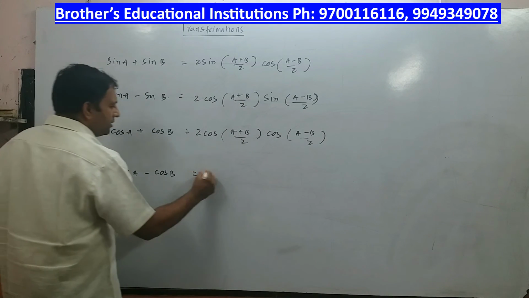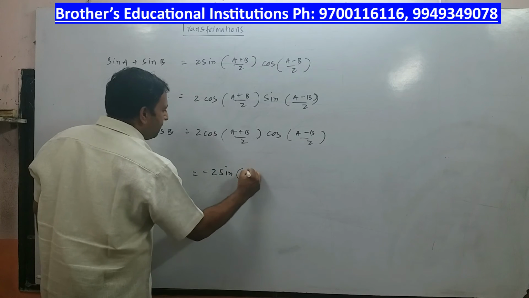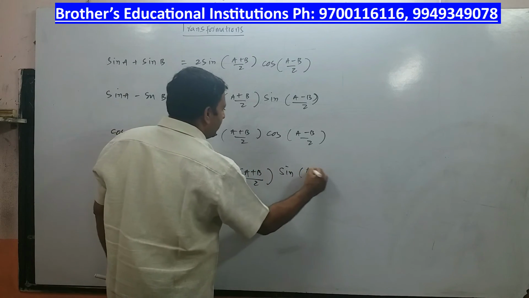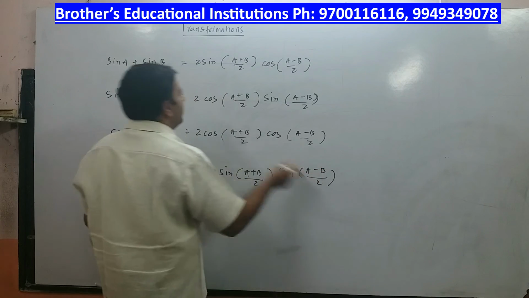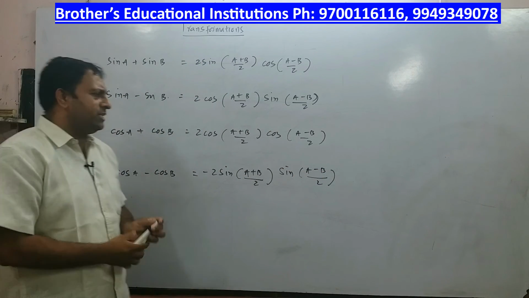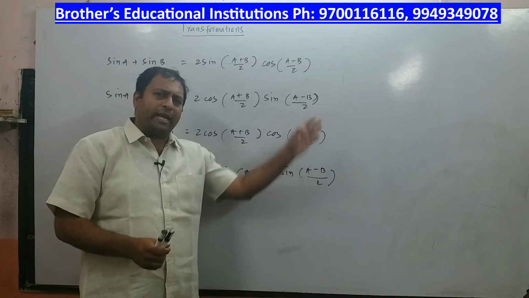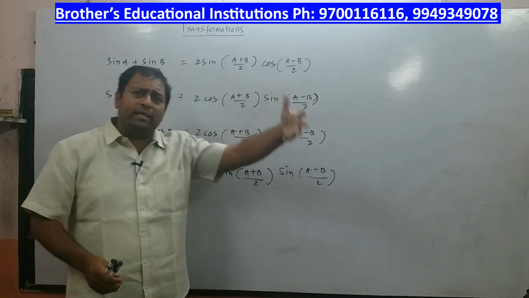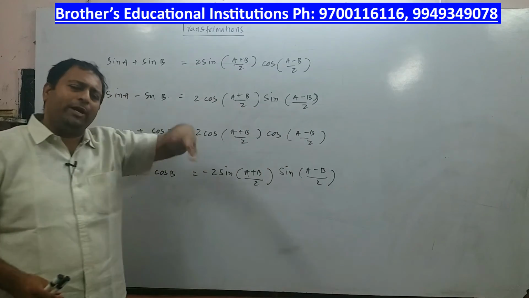Cos minus cos is minus 2 sine A plus B by 2, sine A minus B by 2, right? So it is understood for every student that first position is always sum of the angles by 2, second position is always difference of the angles by 2 whenever you are dealing with transformations. So when you are telling the formula, there is no need to say all that A plus B by 2 or A minus B by 2.